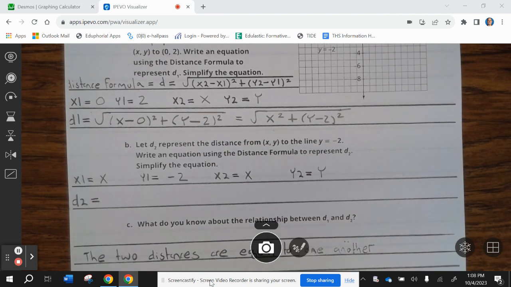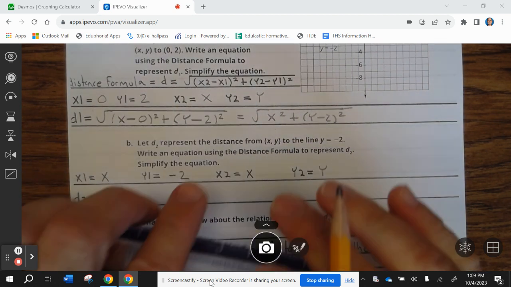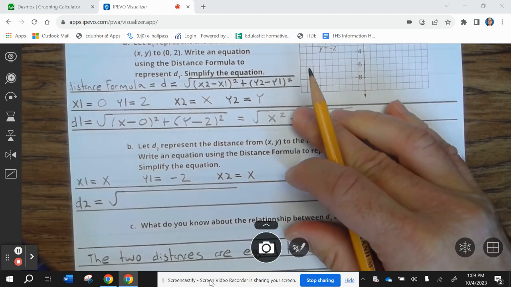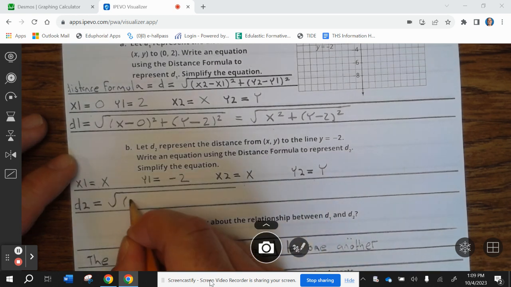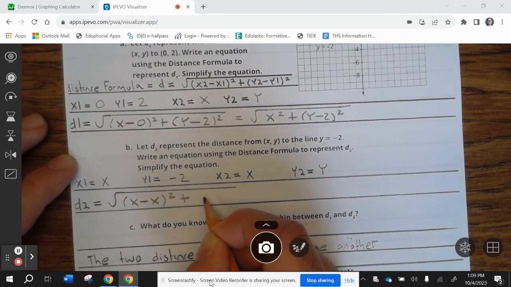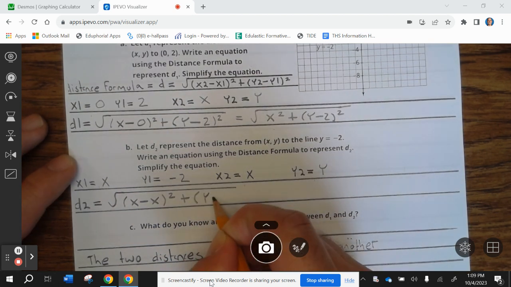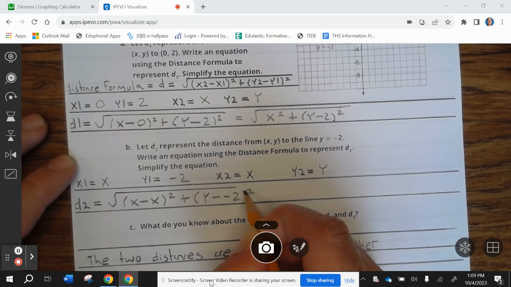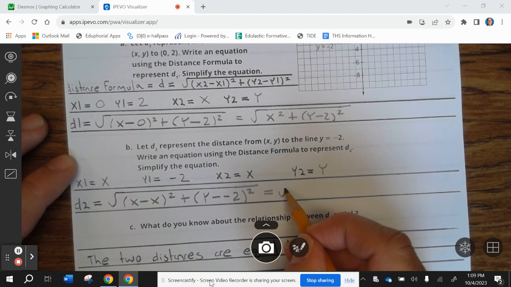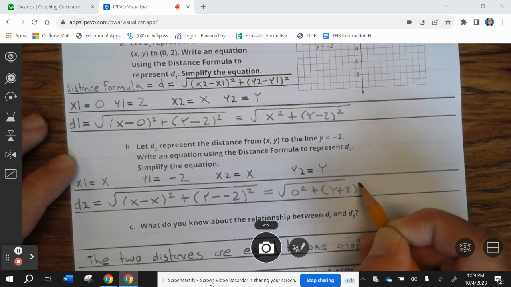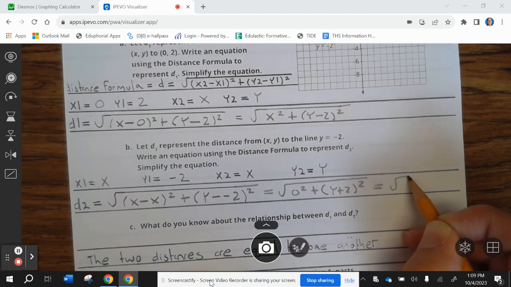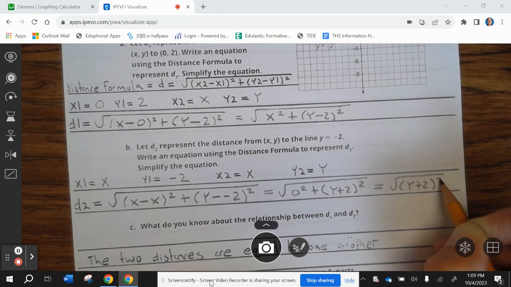All right, let's take a look at B. Let d2 represent the distance from x, y to the line y equals negative 2. Write an equation using the distance formula to represent d2. Simplify the equation. So, we have x1 is x, y1 is negative 2, x2 is x, y2 is y. So we have x minus x squared plus y minus a negative 2 squared. Well, x minus x is 0 squared plus y plus 2 squared, which simplifies to be y plus 2 squared.